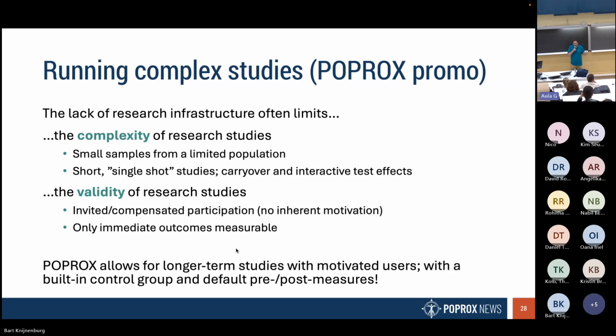But what we're going to talk about in the next tutorial is a platform that allows you to just ignore these things, because we have a platform that takes care of it, right? So that's really nice. The other thing is the validity, right?